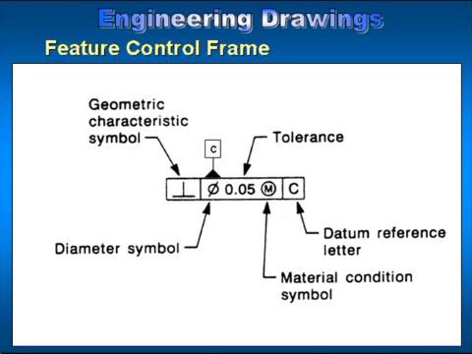The first compartment of the feature control frame contains a geometric characteristic symbol. The second compartment contains the tolerance. Where applicable, the tolerance may be preceded by a diameter symbol. The tolerance may be followed by a material condition symbol. The tolerance may also be followed by a datum reference letter. And finally, when a feature that is controlled by a geometric tolerance is also the datum feature, the datum feature symbol may be placed on the feature control frame.